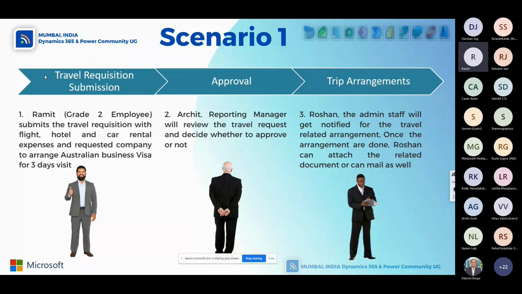So I will create the travel requisition and submit it for approval. At the time of approval, there is one catch. Say I am going to Australia, but I want to book the hotel or flight on my own. I have two possibilities: either I book the hotel on my own, or I can give this task to my admin.